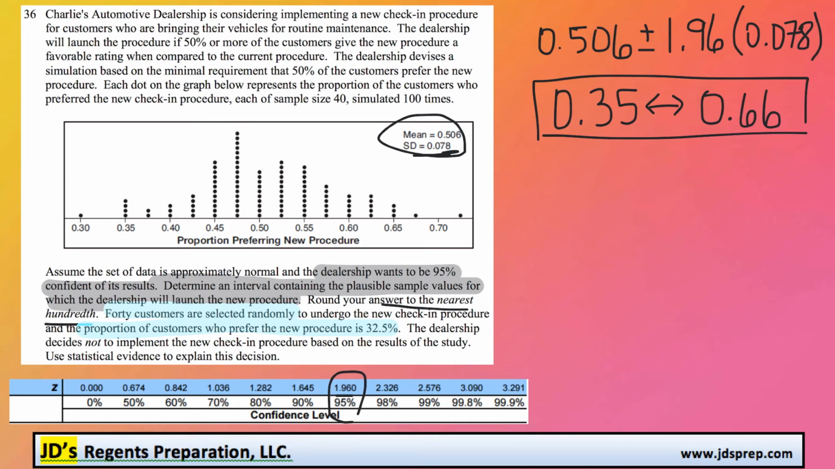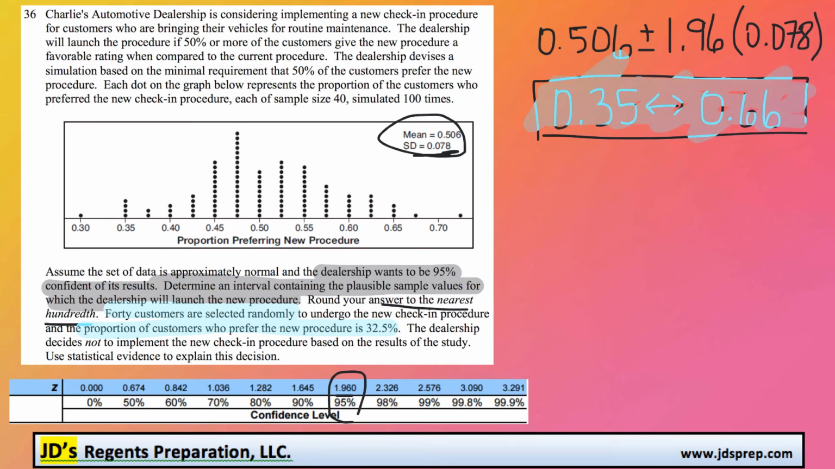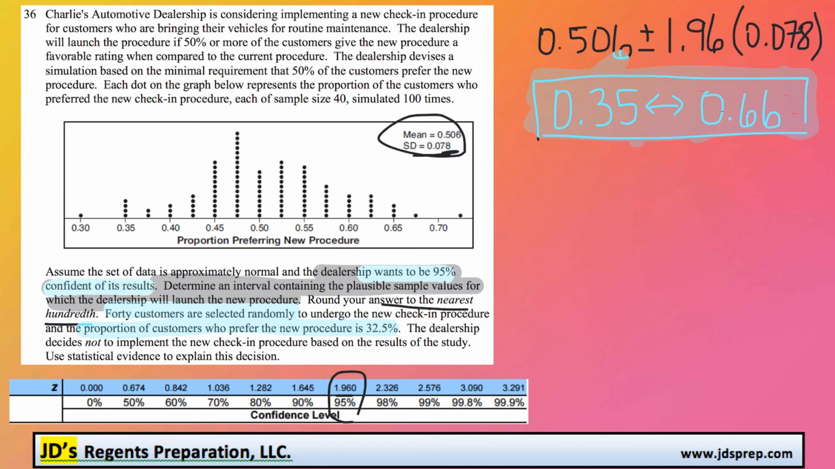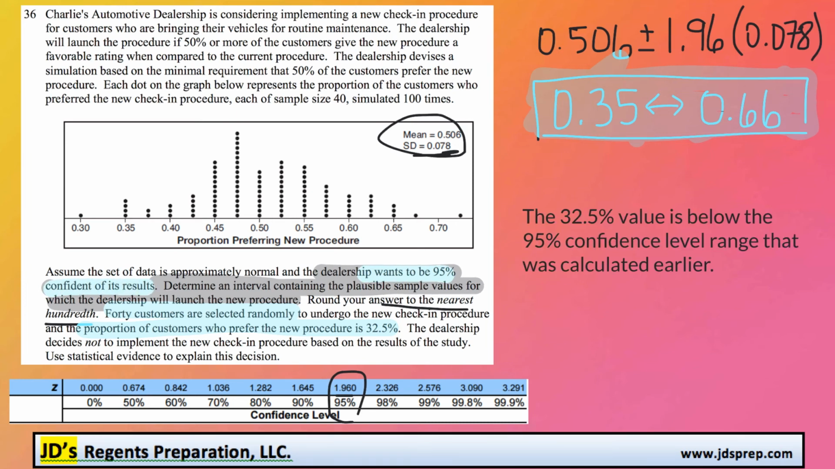Well, there was a reason we found that interval in the first part of this problem, because if the percentage falls within that range, then it's good. But obviously 32.5% is below 35%. It's below this range that we wanted. So it's not within the 95% confidence level that they said they wanted, right? So in other words, we could say that the 32.5% value is below the 95% confidence level range that was calculated earlier.